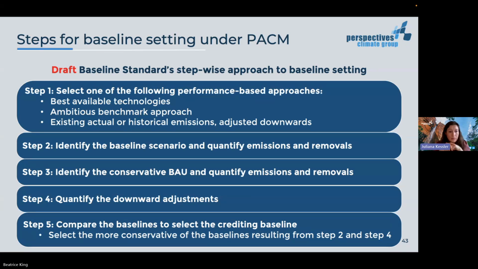And the second step would then be to apply this approach and to identify the baseline scenario and quantify emissions and removals. And the third step is to be really conservative when you do that. And then step 4, and this is the most contentious step right now, is how is this downward adjustment quantified, and whether that's applicable to all of these 3 baseline setting approaches that you see in step 1, or is it only applicable to the third one?